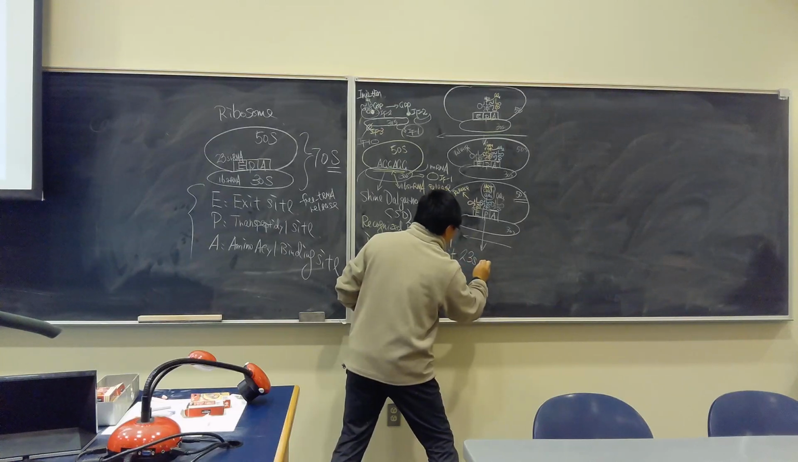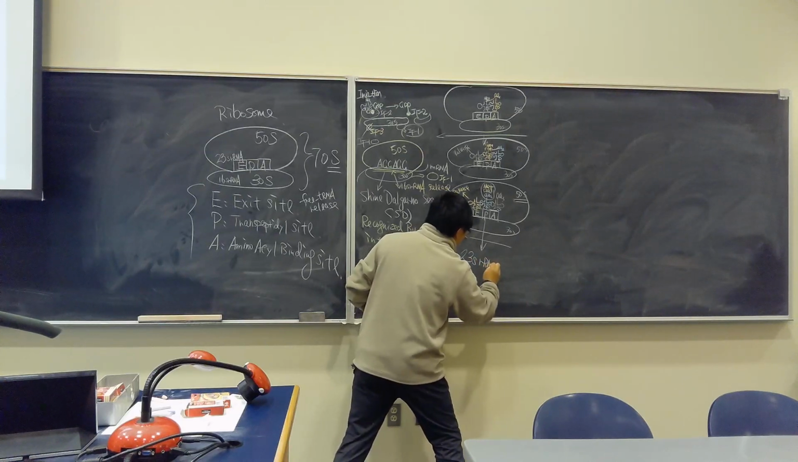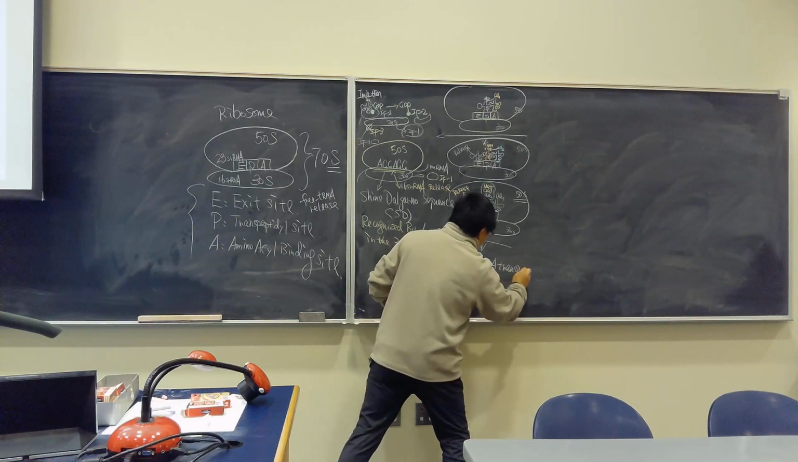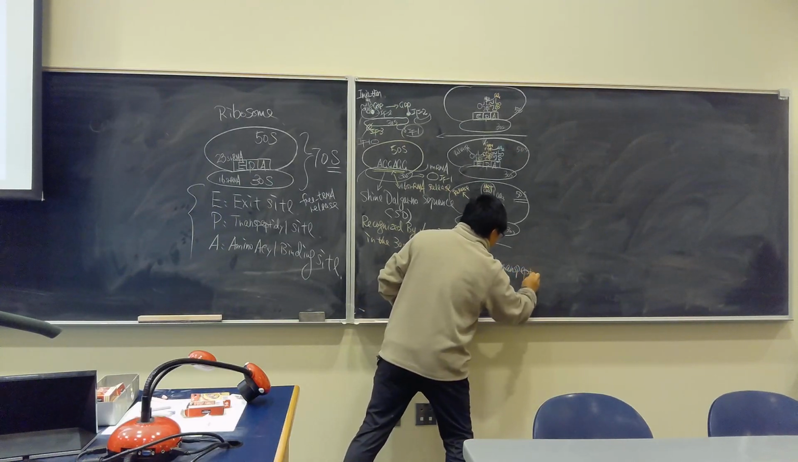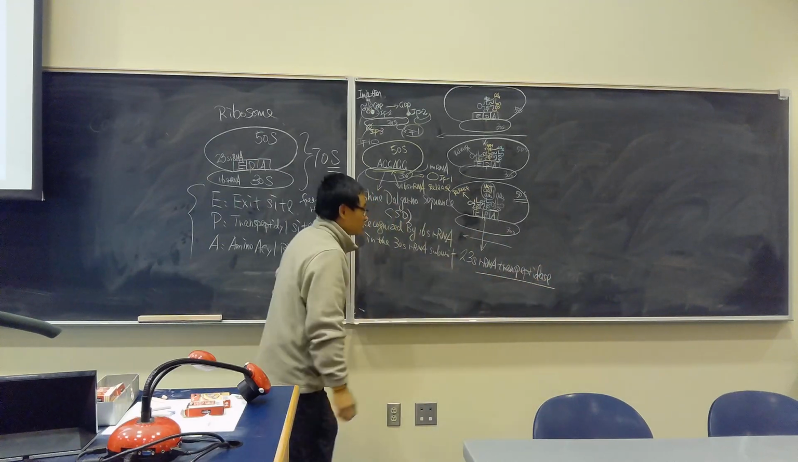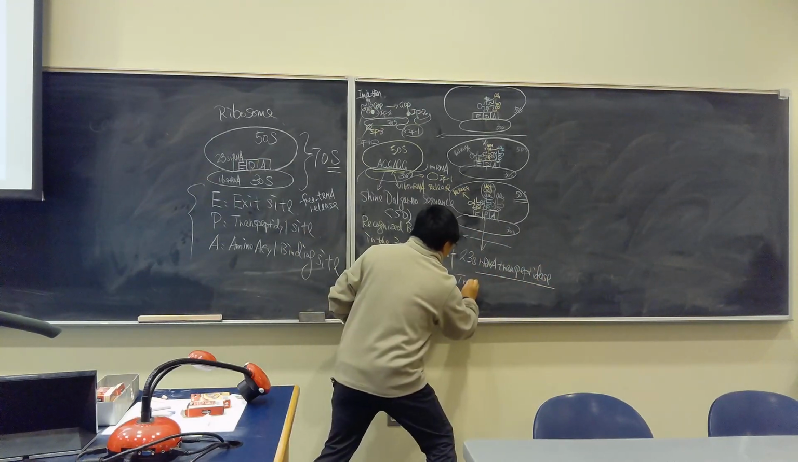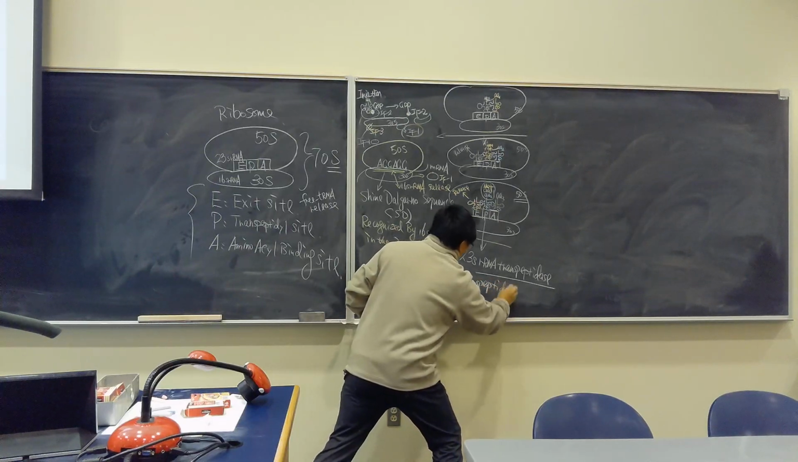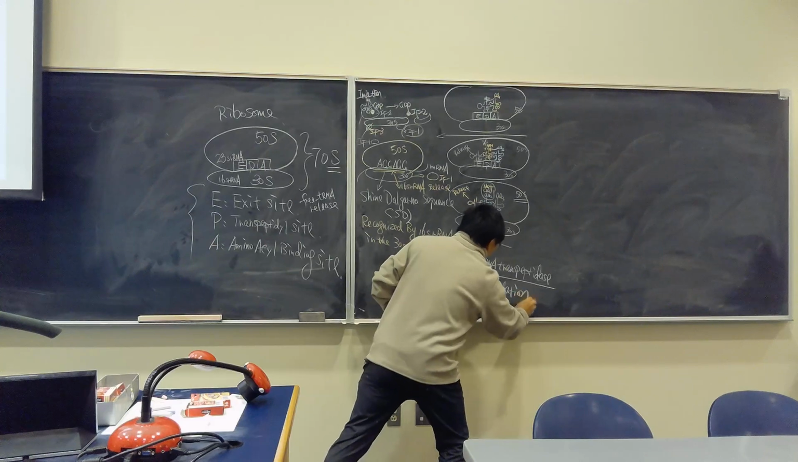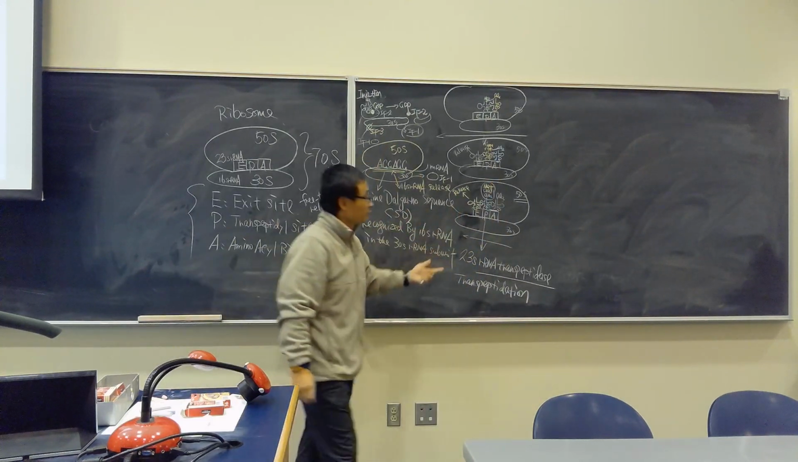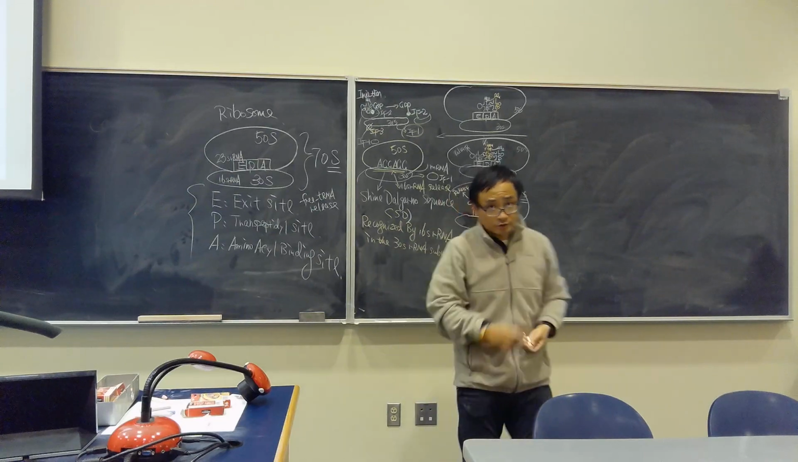23S rRNA. Transpeptidase can do transpeptidation. Then it becomes a peptide chain, longer and longer. That's the procedure of how they do it.